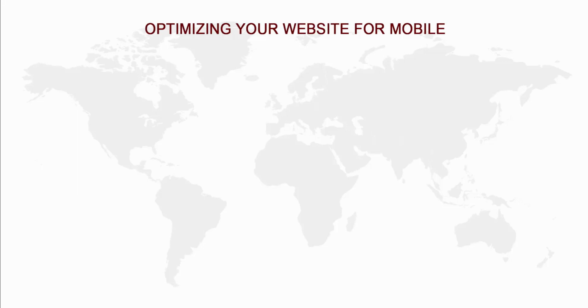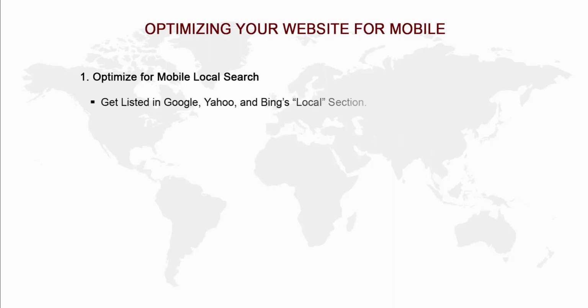Let's start with optimizing your website for the mobile application. Now there are different search engines which help you to optimize your mobile local search. It may include getting listed in Google, then Yahoo, Bing's local section, and then you advertise the product on Google.